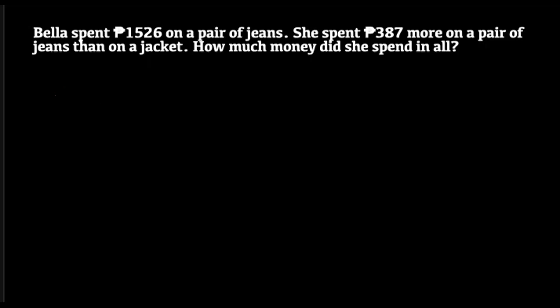So let us solve this last word problem. Bella spent 1,526 pesos on a pair of jeans. She spent 387 pesos more on a pair of jeans than on a jacket. How much money did she spend in all? For this word problem, it's better to visualize it first. So we know that she spent money on two items, the jeans and the jacket. The jeans cost more than the jacket.